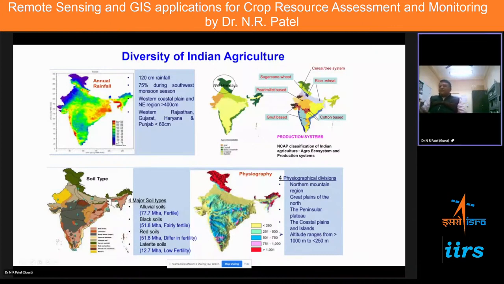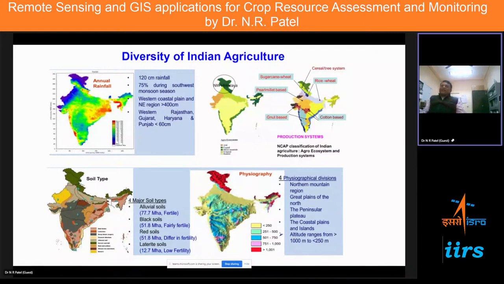Similarly, physiography, you will see large variation. In India, you will find peninsula, desert, river terrace, floodplain, alluvial plain, hills. Name any kind of landform, you will find it in India, because India is a very big landmass.